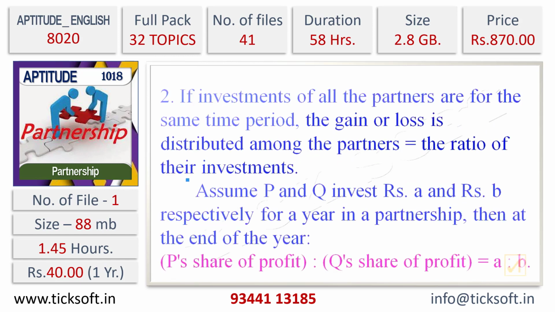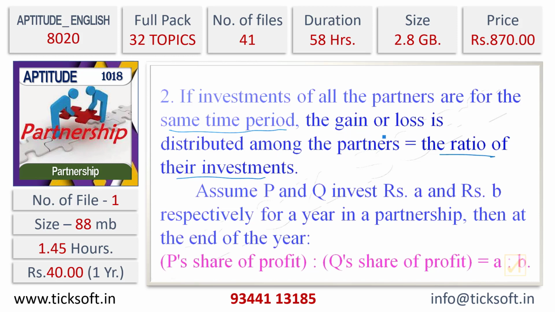And now we are going to see two important formulas. If investments of all the partners are for the same time period, the gain or loss is distributed among the partners. Here listen, the investments of all the partners are for the same time period. So then the gain or loss distributed among the partners will be equal to the ratio of their investments. That is, according to their investments only we can distribute the gain or loss.